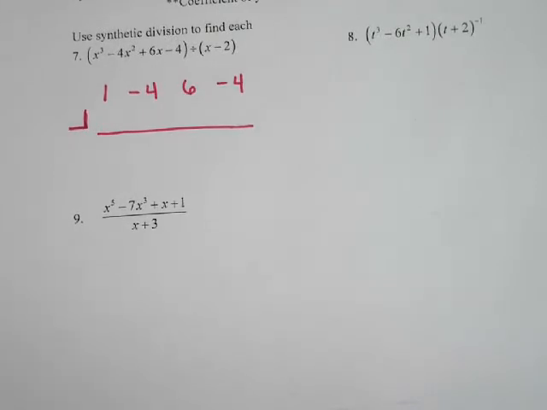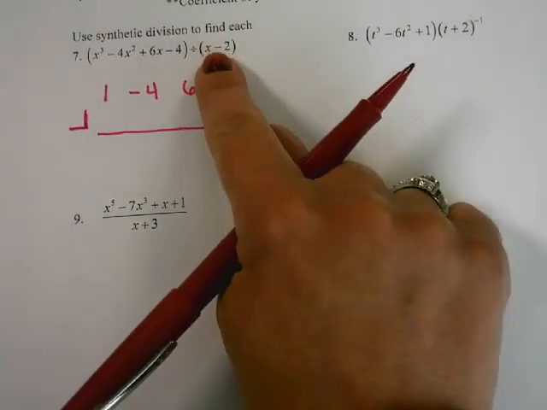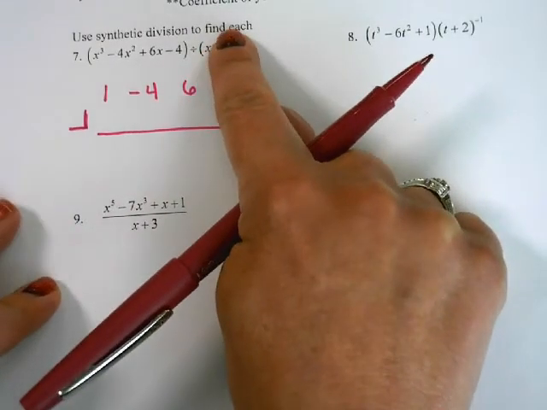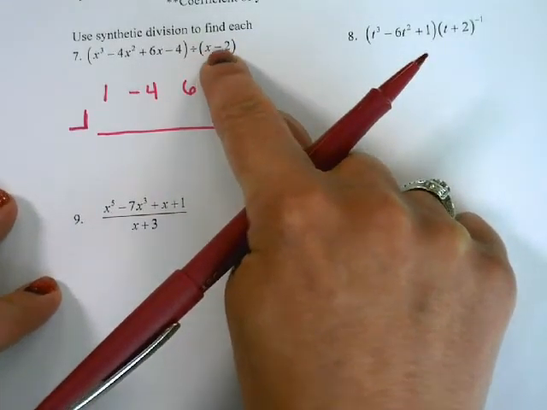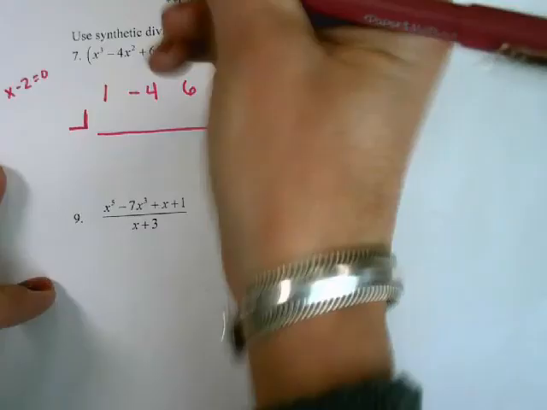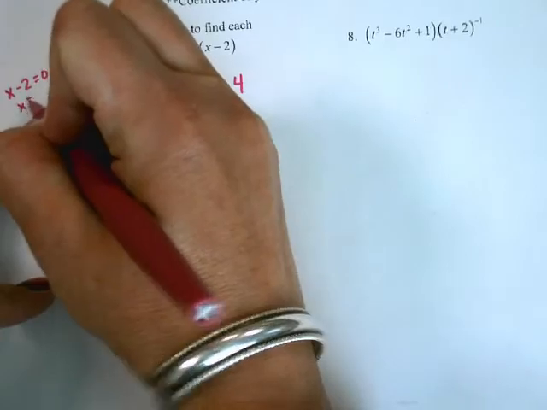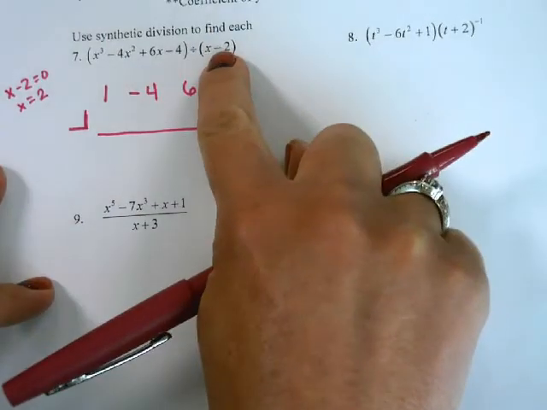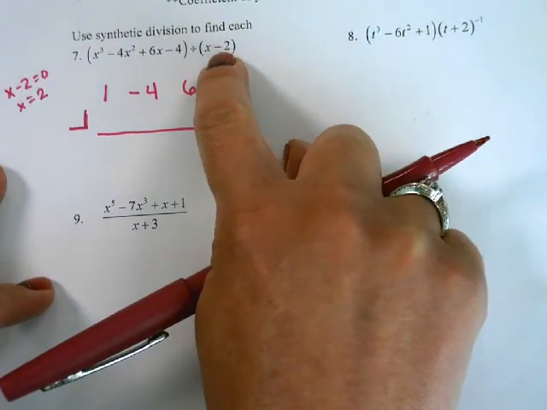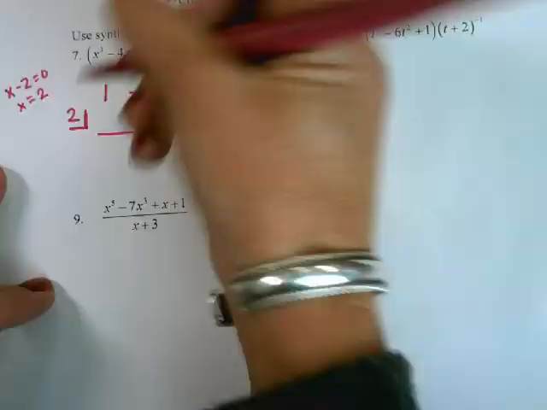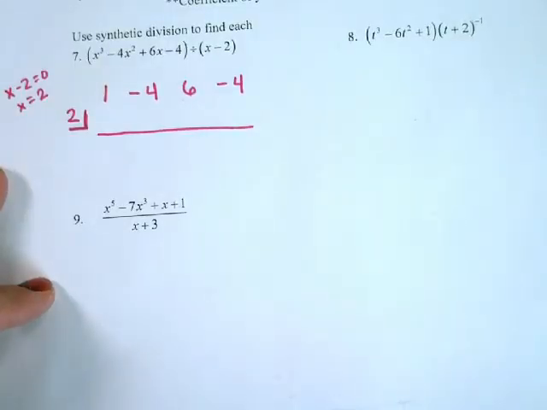That little half box to the left is where I need to put another number, but I have to look at my divisor. My divisor right here is x minus 2. If I were going to set that equal to 0, what would x equal? 2. So essentially, I'm flipping the sign of this guy right here. He was a -2 here, so I'm going to put a +2 in my little half box.